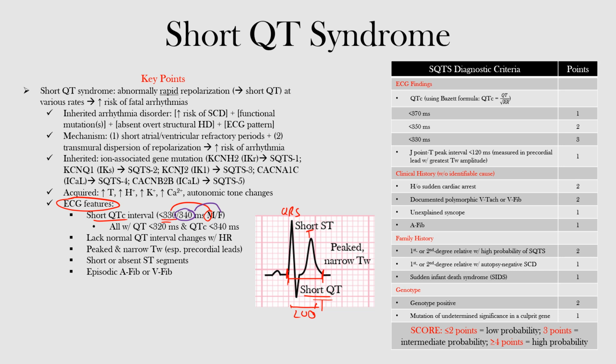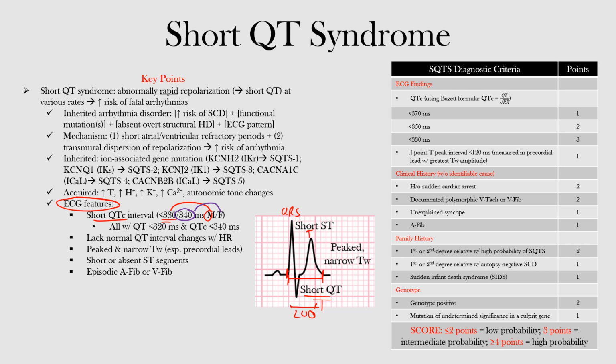So you can see there's some gender differences here that are already evident. Now, it's important to note that there is currently no universally accepted lower limit of normal for the QT interval that can be used to diagnose short QT syndrome. Known patients with short QT syndrome genotypes 1 through 3 have been shown to have shorter QTc intervals than those with genotypes 4 and 5.